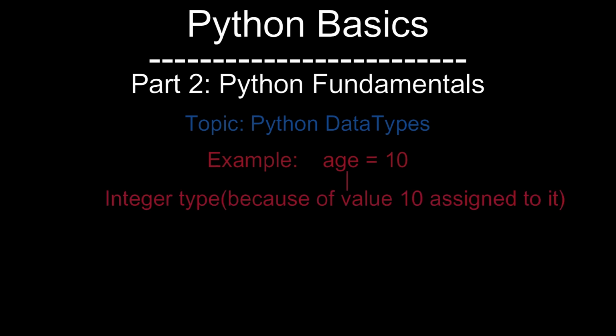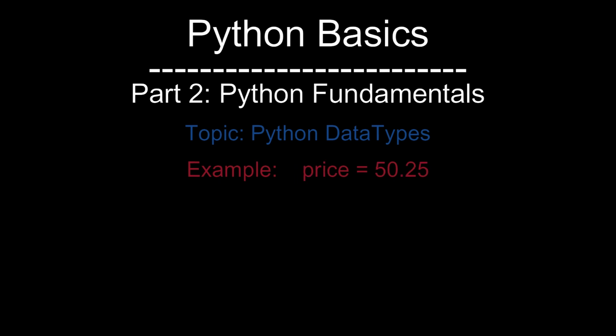For example, when your program involves money, it might automatically involve decimal places. So whenever you create, for example, price is equal to 50.25, maybe $50 and 25 cents, whatever the case, that variable is of type floating point number.